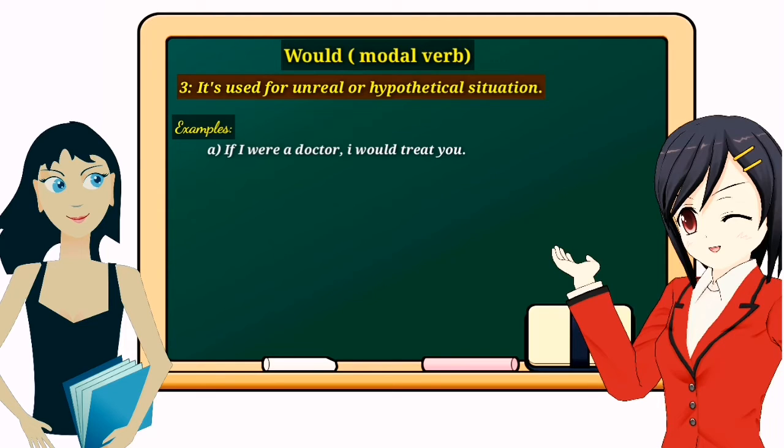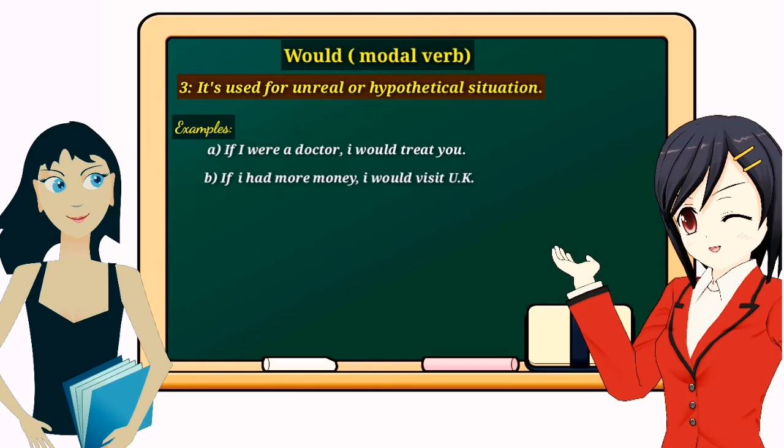Here in this sentence, would is used for an unreal situation because I cannot become a doctor now to treat you. So would is also used for unreal or hypothetical situations because it is unreal; how can I become a doctor right now in order to treat you? So it is unreal. And look at another example. If I had more money, I would visit the UK. It is a hypothetical and unreal situation because I do not have money for visiting the UK.